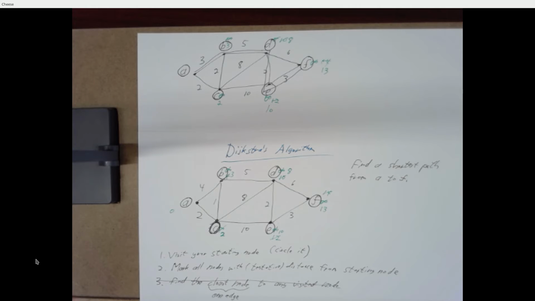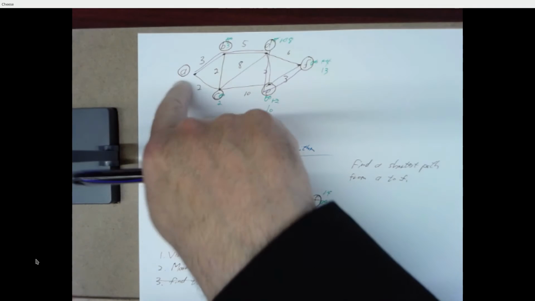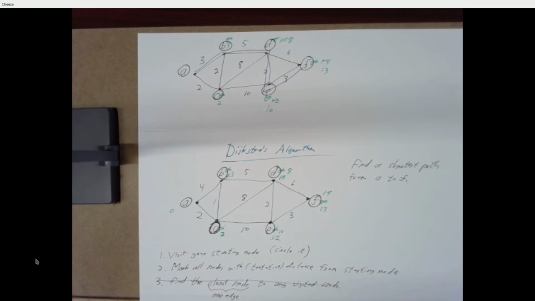When it says find the closest node, is that the closest node to the one you just visited or to the starting node? Closest node from A in this case. So these distances we're writing in are distances from A. So you find the node with the shortest distance from A. So basically the shortest marked number. Yeah, with the smallest number.